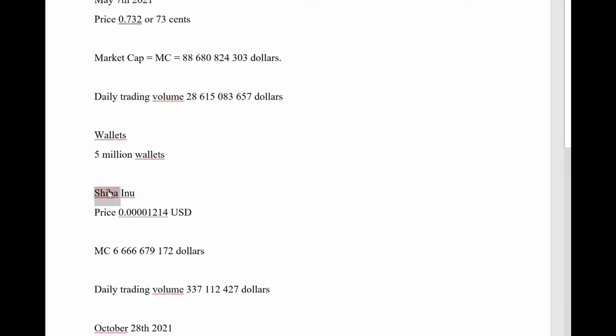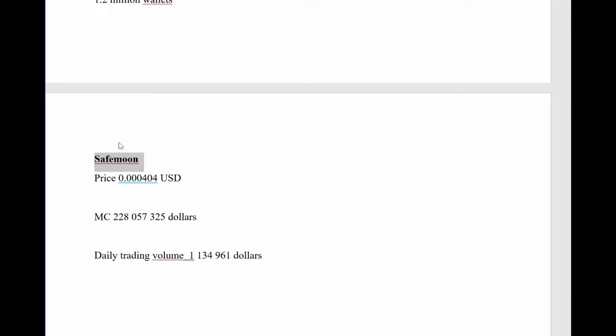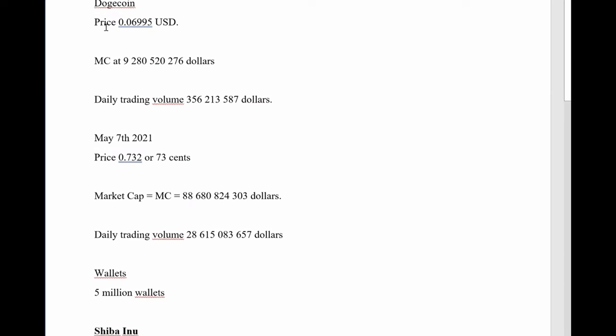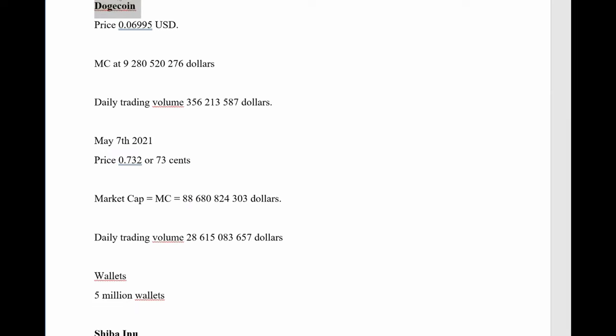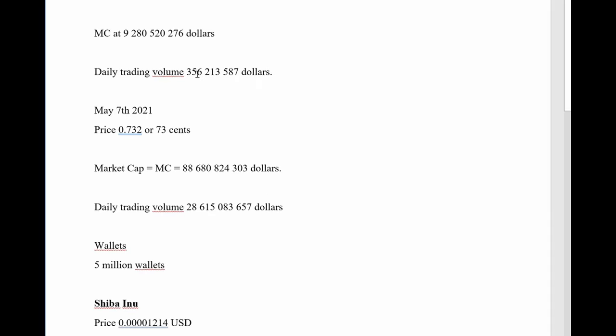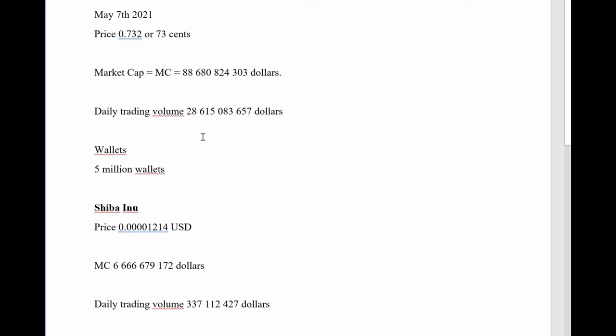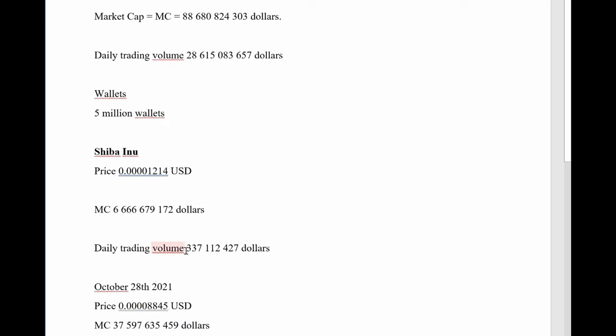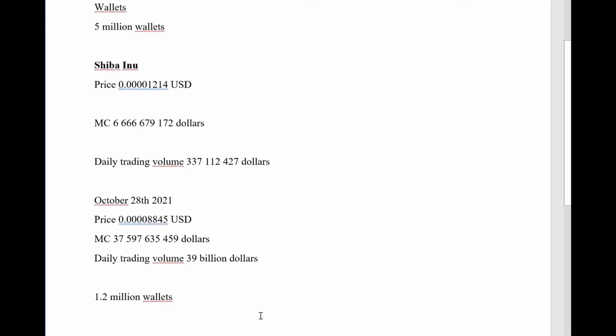Shiba. Let's do it like this so we can see what it says. I've already done it once, so I have already checked all my numbers. Dogecoin has 356, so it's like 356 times larger. It's the same with Shiba Inu, 337, so almost the same.